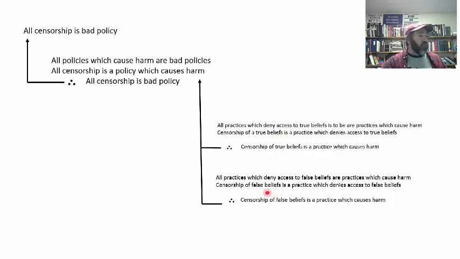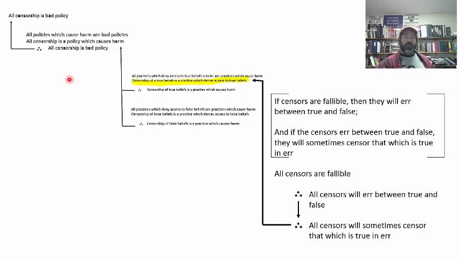He's got to prove both true and false, otherwise he doesn't prove all, and that's what's really crucial here. Okay, so how does he go about proving this? Well, he's got to prove that the censorship of true beliefs denies us access to it. And he does that through a rather complicated argument here.